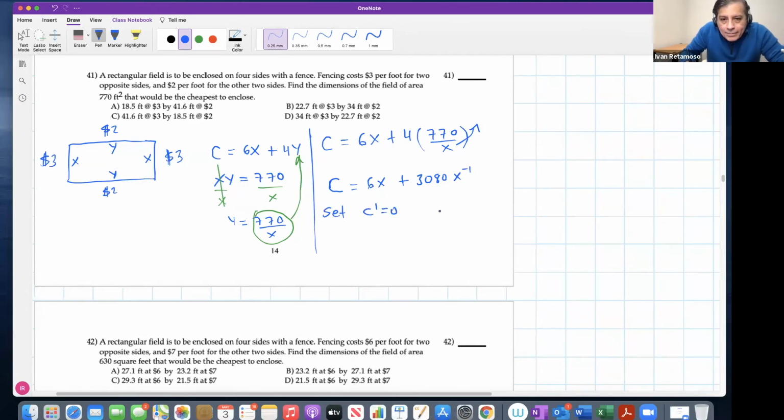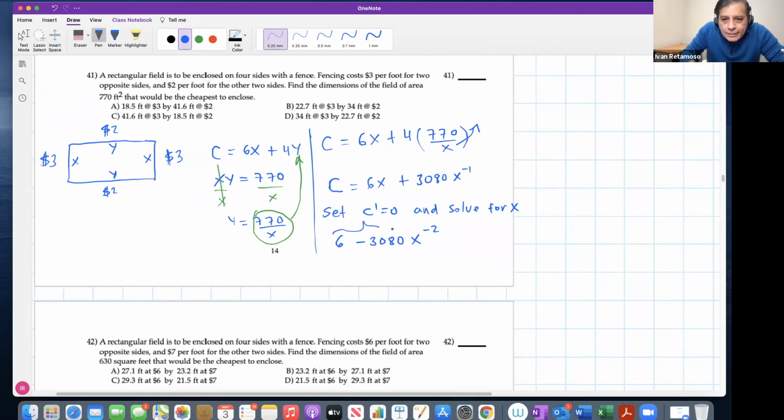Remember, the next step to minimize this function is to set the derivative equal to 0 and solve for X. So the derivative of this function should be the derivative of 6X, which is 6. The derivative of this part will be -1 multiplying 3080, X raised to -1 minus 1, which is -2. This is the derivative.